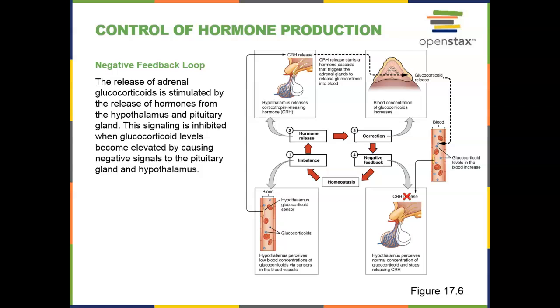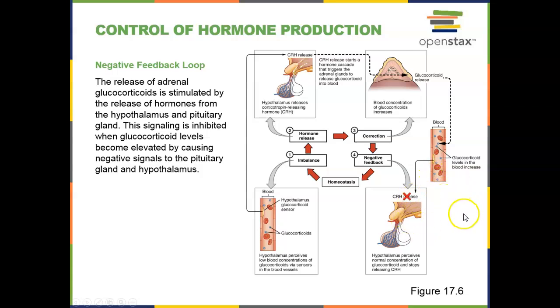We have corticotropin releasing hormone, which is a releasing hormone from the hypothalamus. And that's going to stimulate our anterior pituitary gland to release adrenocorticotropic hormone. This stimulates the adrenal cortex to release cortisol, which is a glucocorticoid. Cortisol is going to then enter the blood.